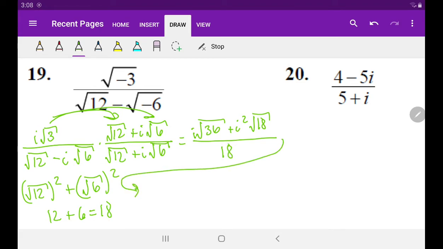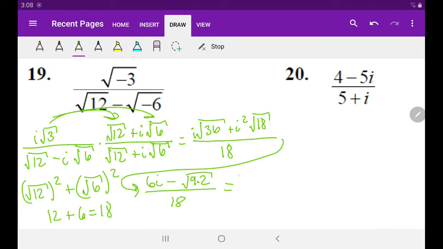So the square root of 36 is 6, so we'll get a 6i. i squared is a negative, and then root 18, well, let's rewrite that as 9 times 2, right? And this is all over 18, okay? Now, this negative root 9 times 2, that's the real number in our numerator, so we're going to write that first, and we can go ahead and simplify that all at the same time.